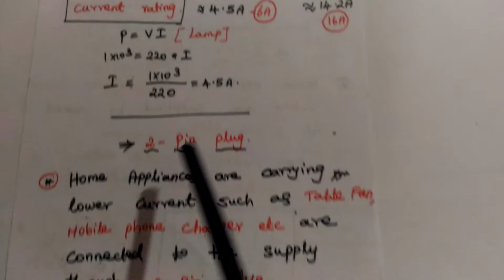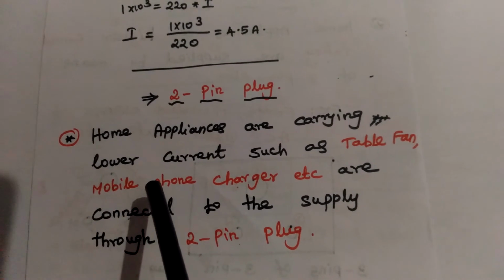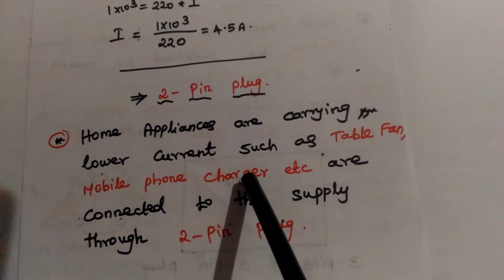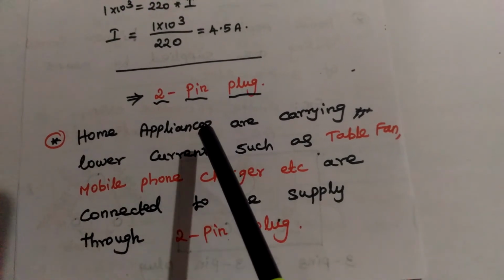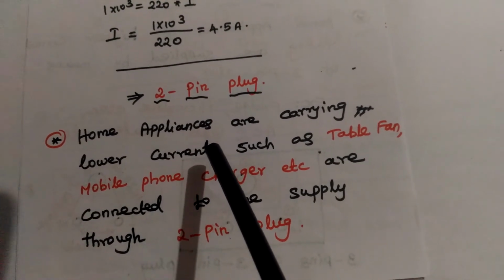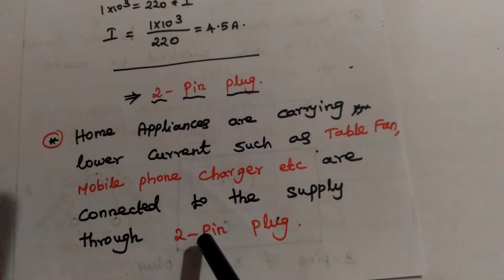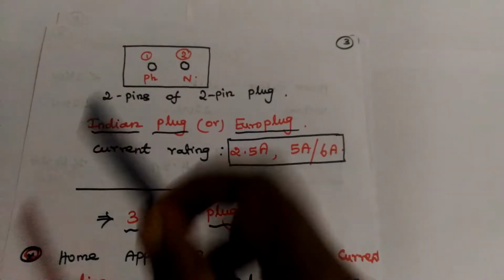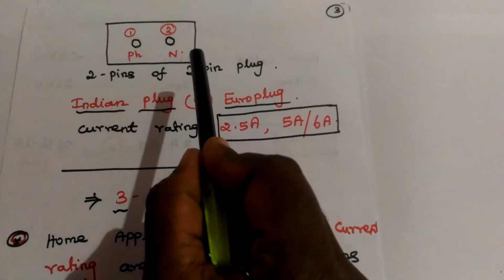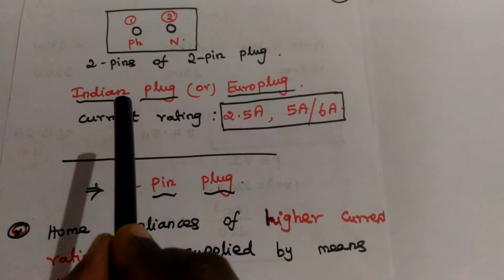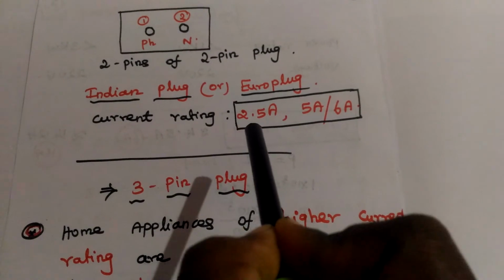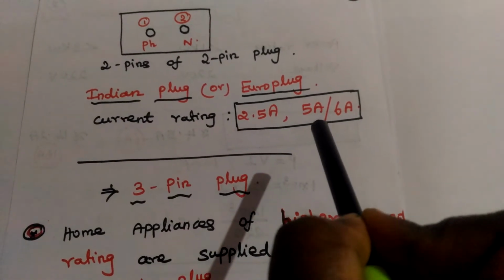So now we will see what is a 2-pin plug. Already I said that home appliances like table fan, mobile phone charger, DVD player, TV, are all consuming low current, so these appliances are normally supplied by using the 2-pin plug. In that 2-pin plug we have 2 points, that is the phase and neutral point. The name of the 2-pin plug is Indian plug or Euro plug, and the current rating of the Euro plug is 2.5 amps and 5 amps or 6 amps.